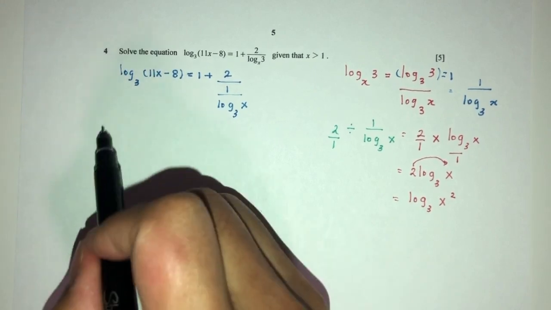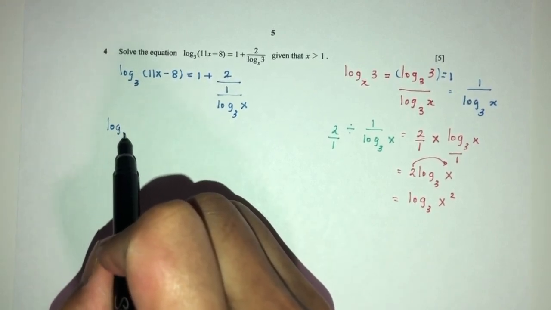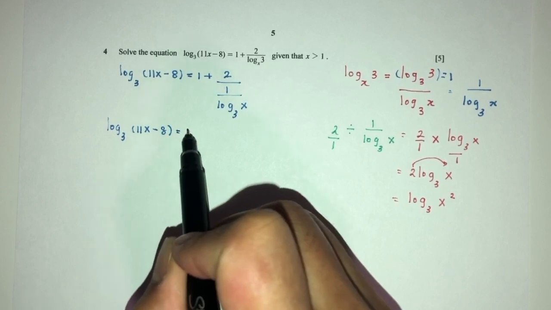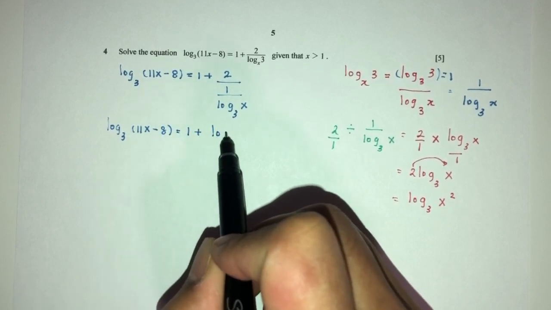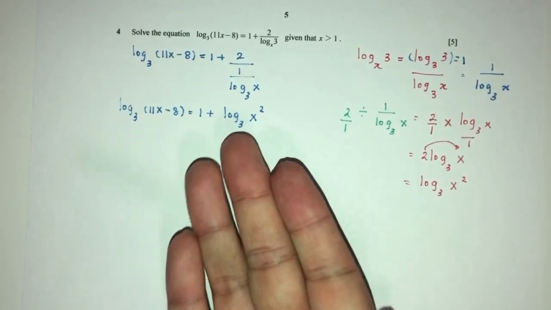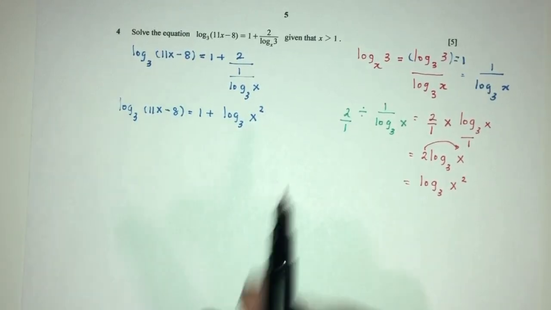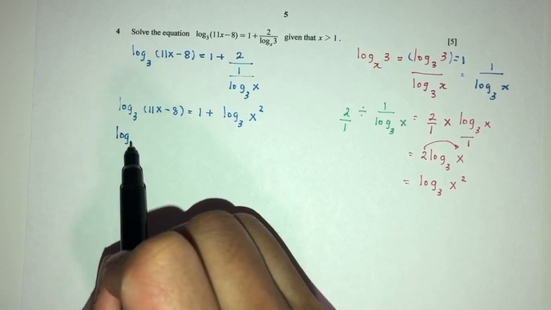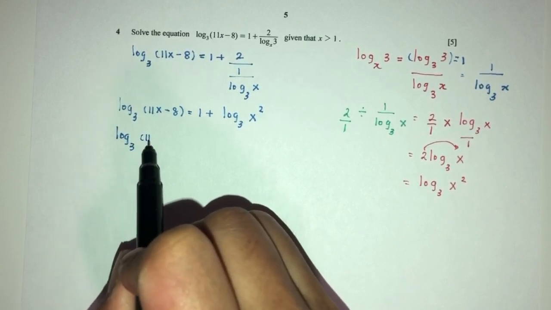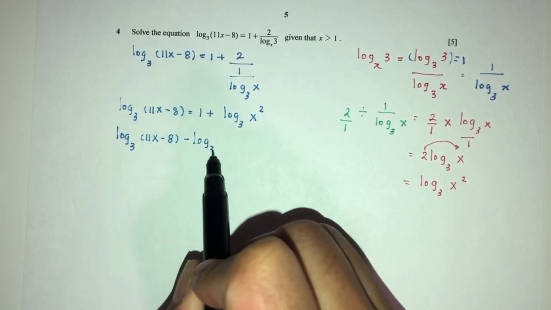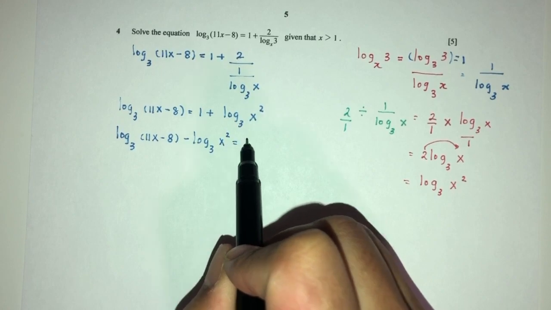Replace, so here you will have log base of 3, 11x minus 8 is equal to 1 plus log base of 3 x squared. Now we can send everything to one side. Let's see what happens. You will have log base of 3, we have 11x minus 8 minus log base of 3 x squared equal to 1.